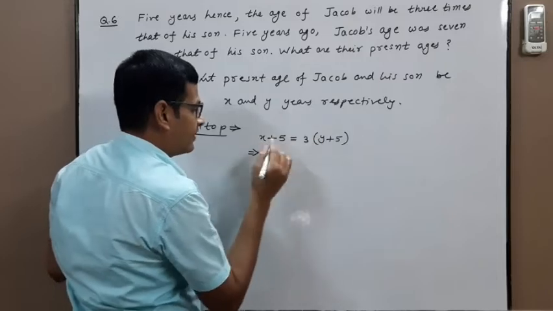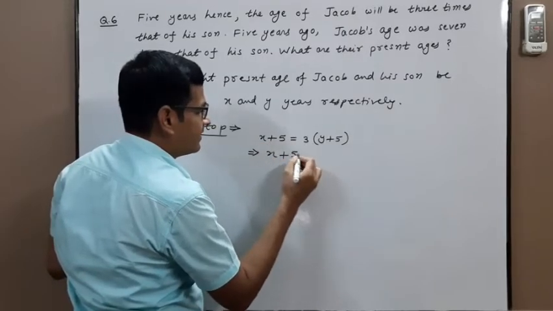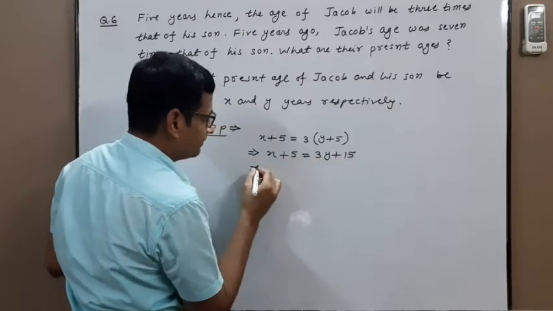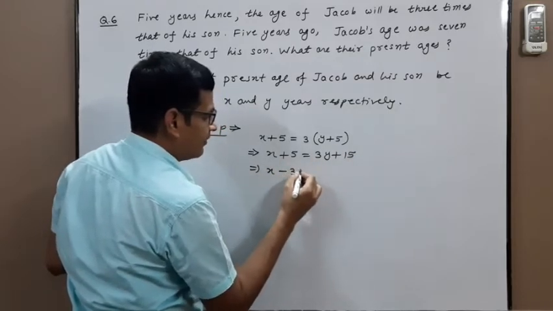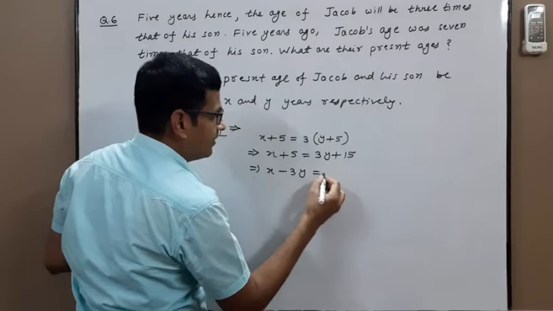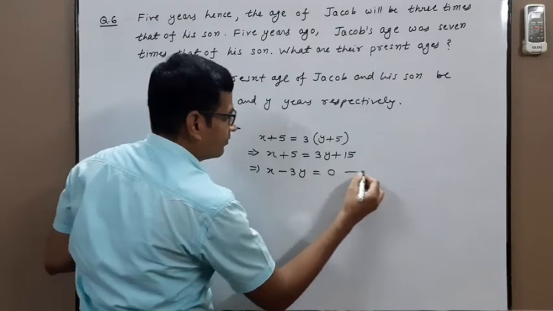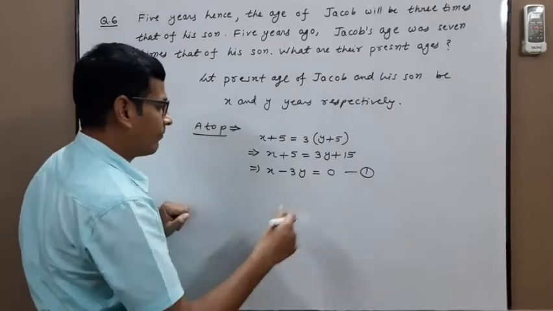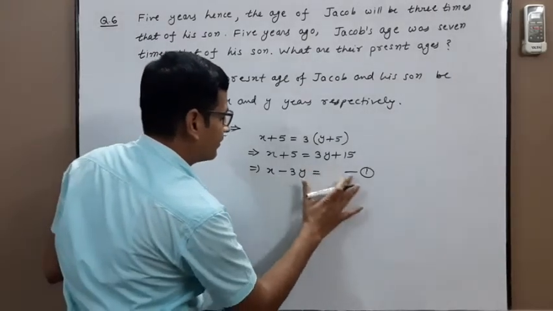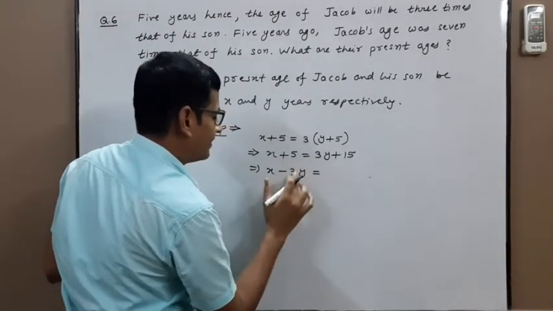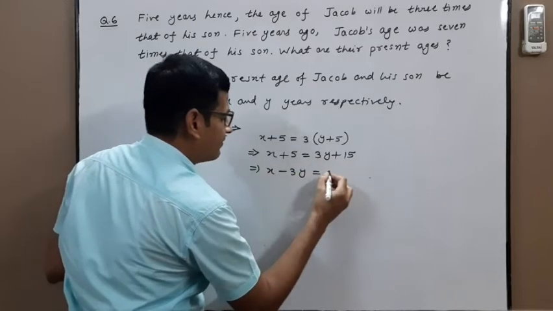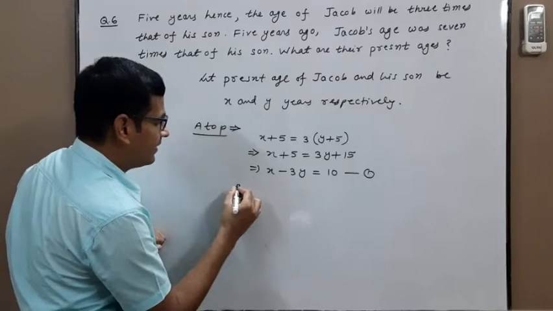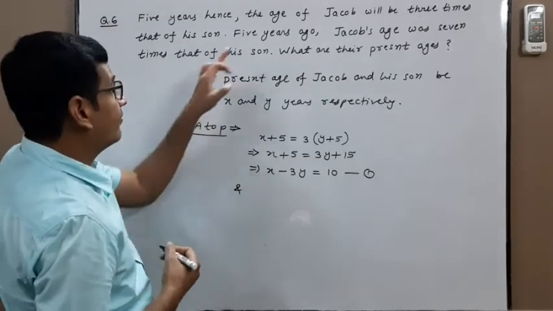This is a linear equation in 2 variables. Simplify and write in standard form. x minus 3y is equal to 15 minus 5, 10. Give equation number 1.